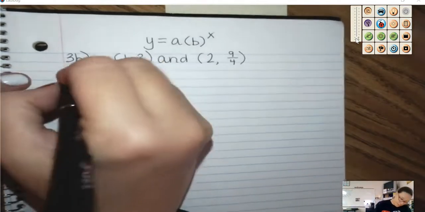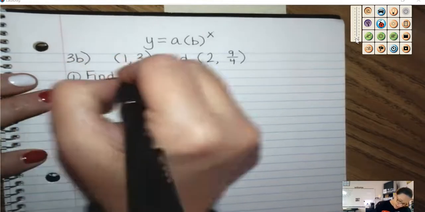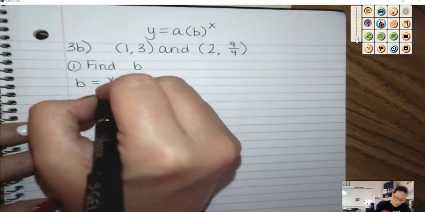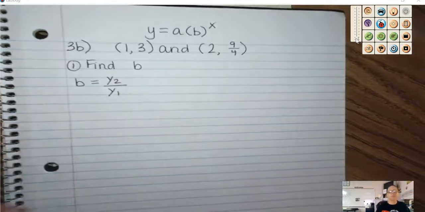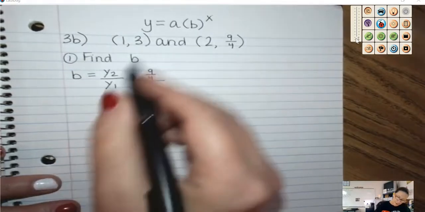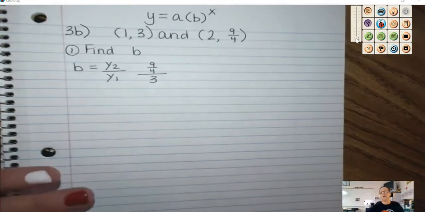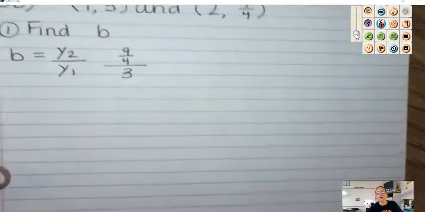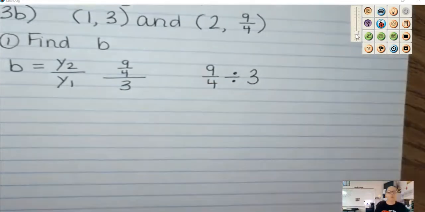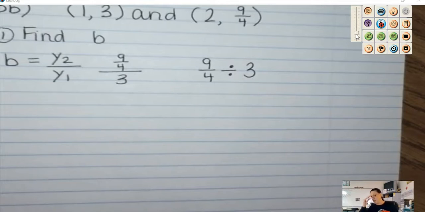Okay, so the first step is find B. So to find B, we're going to do y sub 2 divided by y sub 1. So 9/4 divided by 3. You can either do that on your calculator or just use what your 4th grade, 5th grade, 6th grade teachers taught you. Keep, change, flip. Okay, go ahead and divide that. 9/4 divided by 3. Either use your calculator or use your brain.